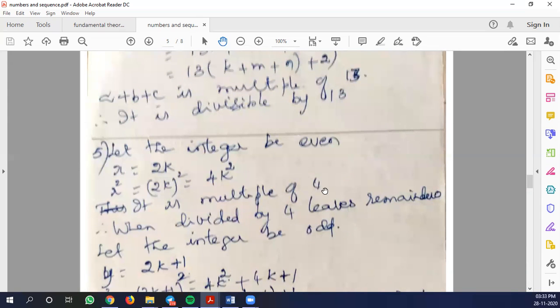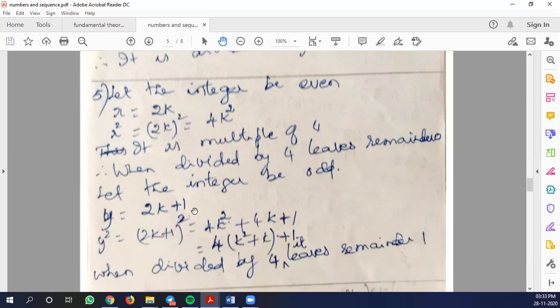Since it is a multiple of 4, for example, if I take 12, 12 divided by 4, what is the quotient? 3 and the remainder is 0. So if a number is a multiple of 4, then when divided by 4, it leaves the remainder 0. Now let the number be odd. Instead of x, you can take y. Y is equal to, even means 2k, odd means 2k plus 1.